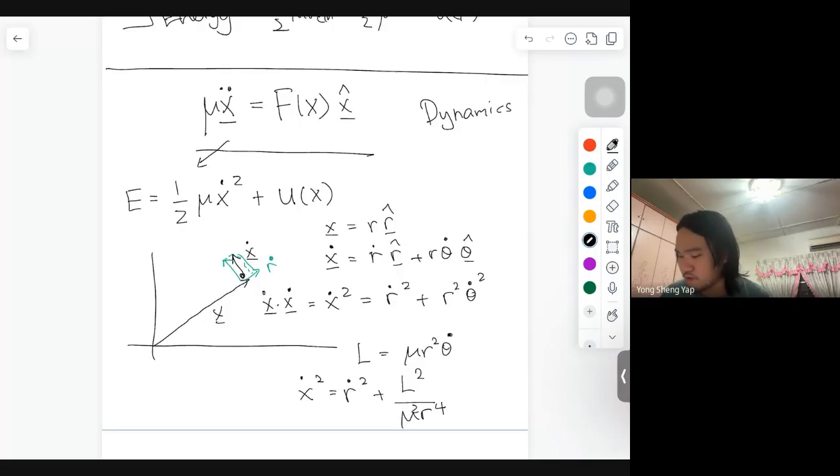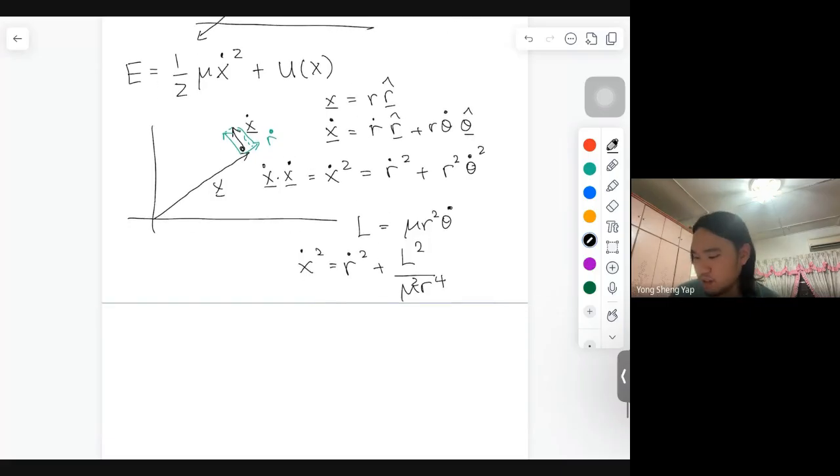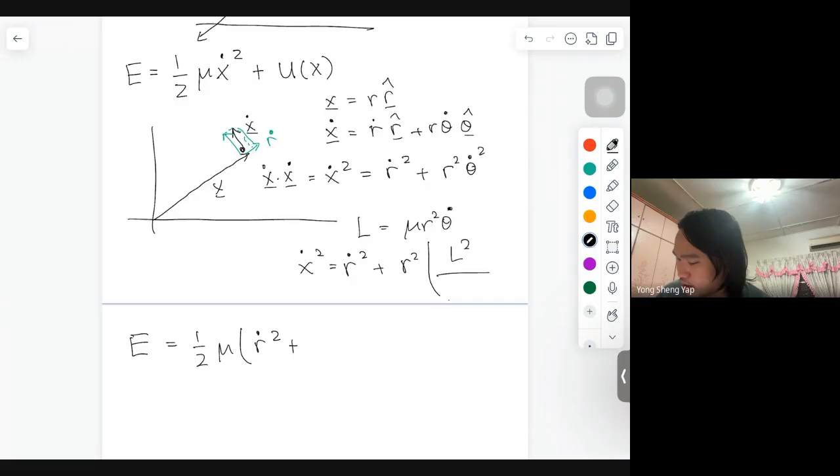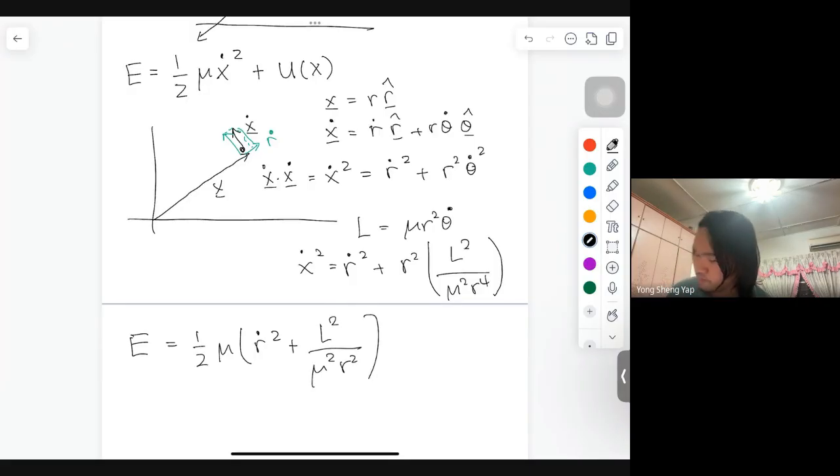Sorry, mu squared r to the fourth. All right. So the energy of the particle is a half mu r dot squared plus, sorry, this is r squared here. Let's write this a little bit clearer. So this is r squared and theta dot squared, which is L squared divided by mu squared r to the fourth. So what we have for the energy is half mu r dot squared plus L squared over 2 mu r squared, plus the potential energy.